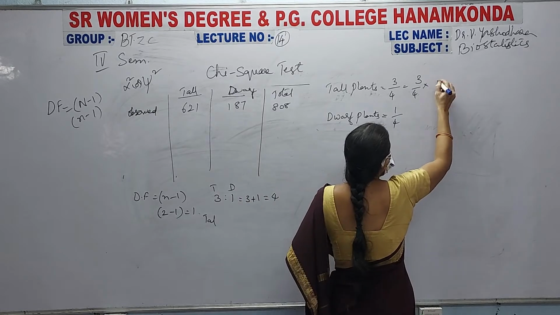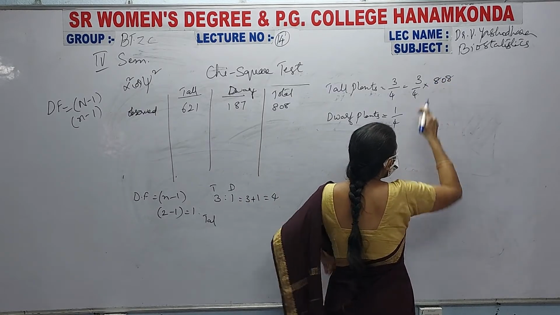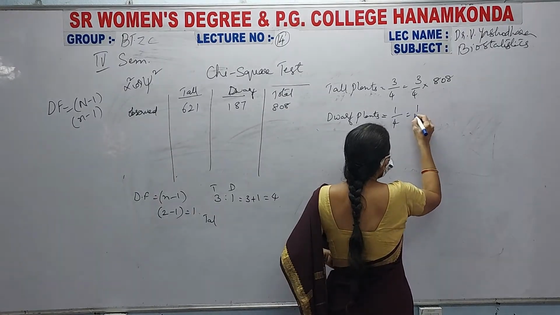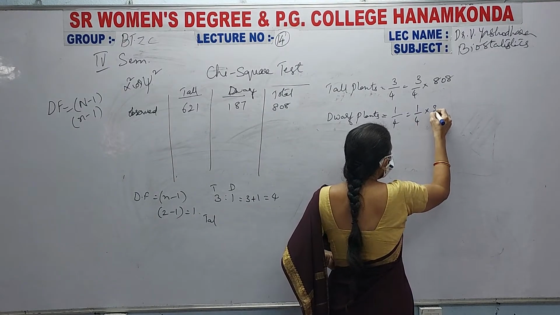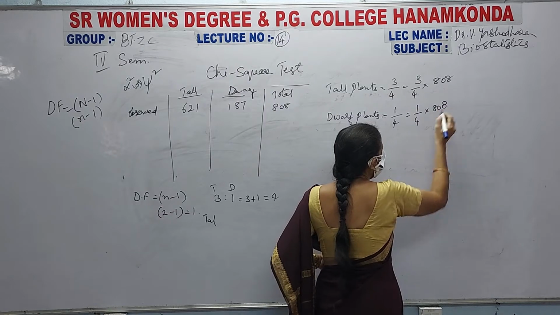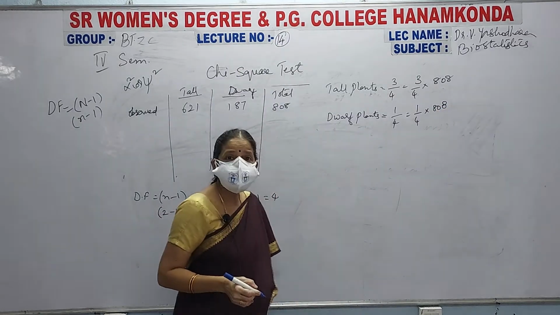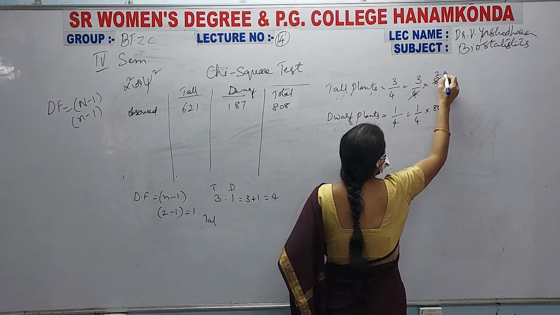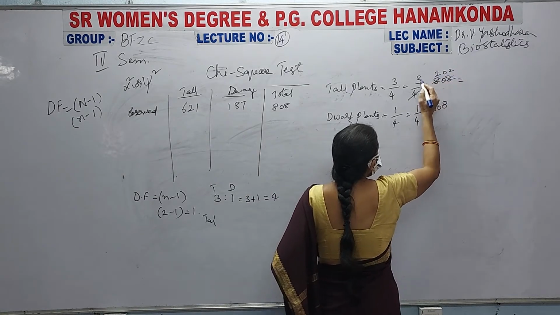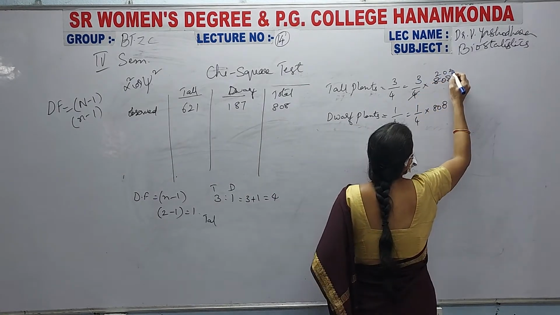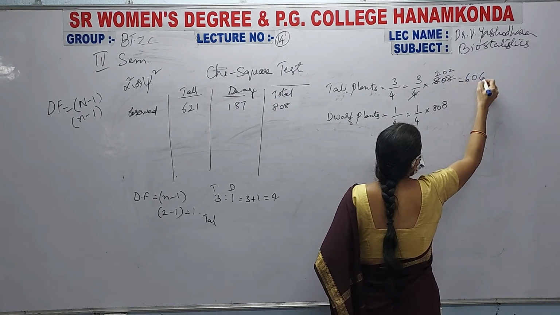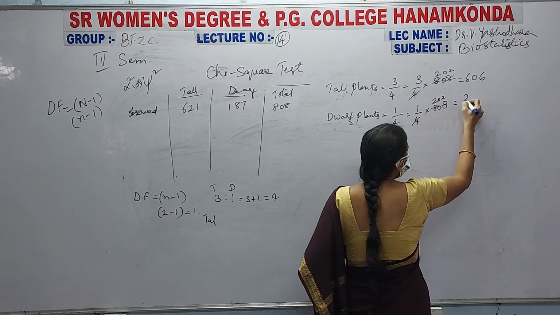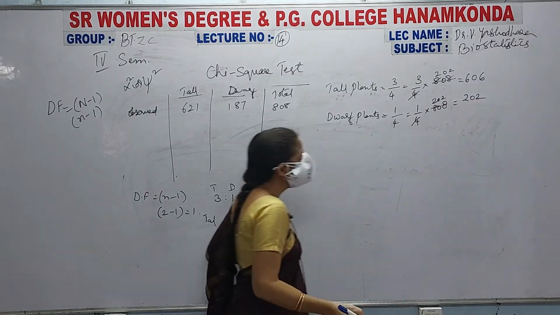Out of 808 plants, I have 3/4 tall plants, and 1/4, that is out of 808 plants, are dwarf plants. Now, 808 by 4 is 202, and 3 times 202 is 606. Now 202 into 1 is 202. Okay.